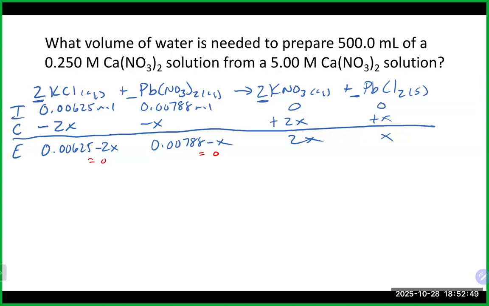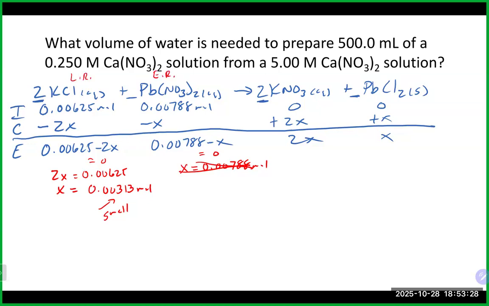So we'll do that. That will give us 2x equals 0.00625, so x is 0.00625 divided by 2, which looks like 0.00313 moles. For the other, x is equal to 0.00788 moles. Remember, it is the smallest number of moles that we're looking for. In this case, that is the first x value, so we don't need the other. That tells us this is our limiting reagent, and this is our excess reagent in this case. Any questions on how to solve that there?